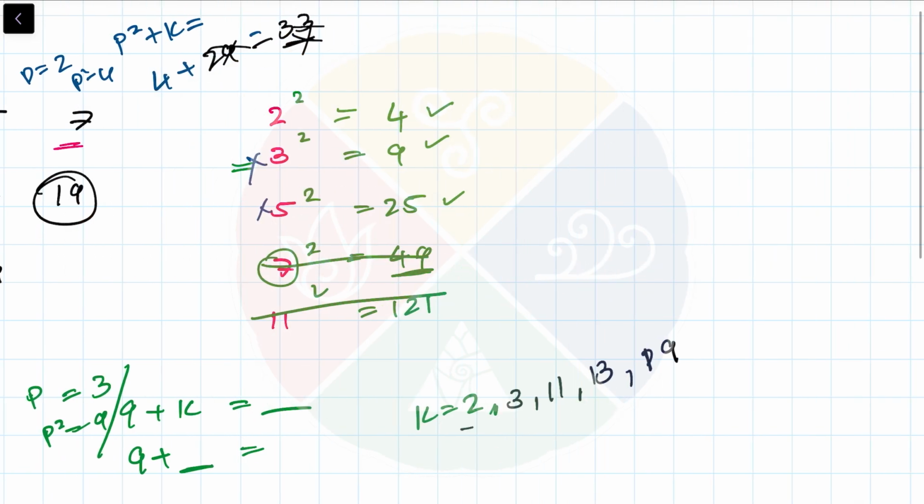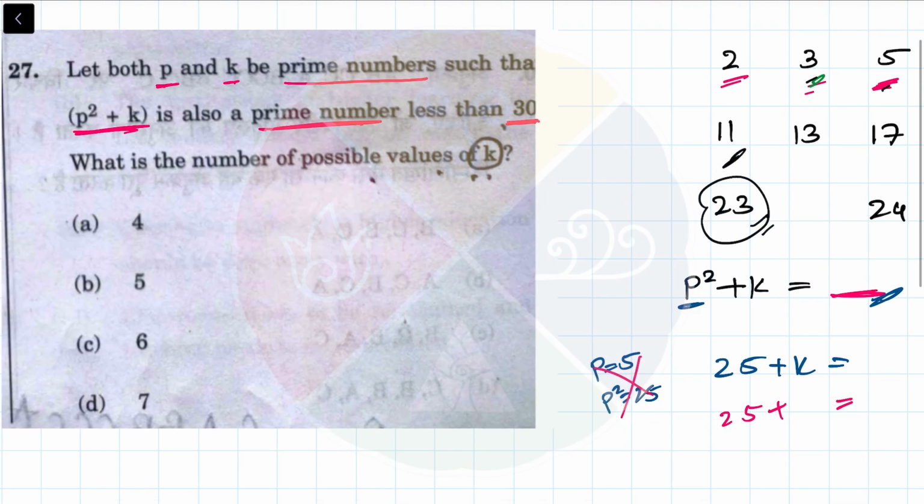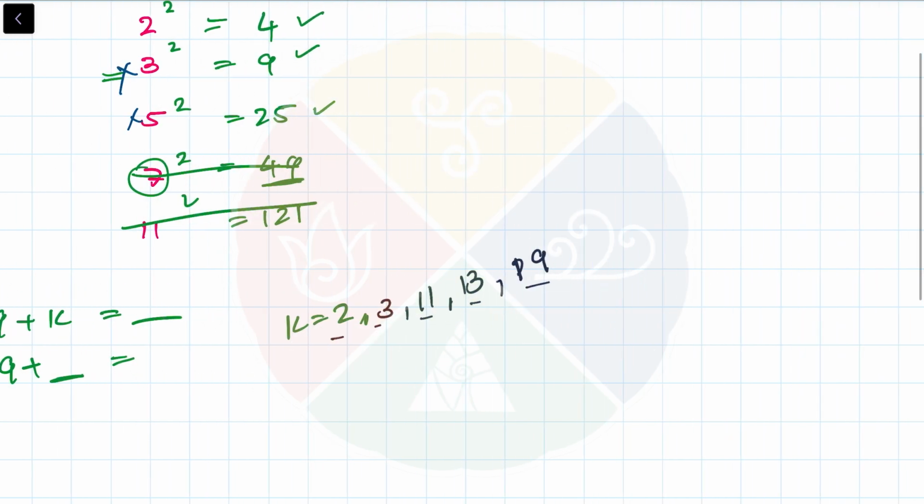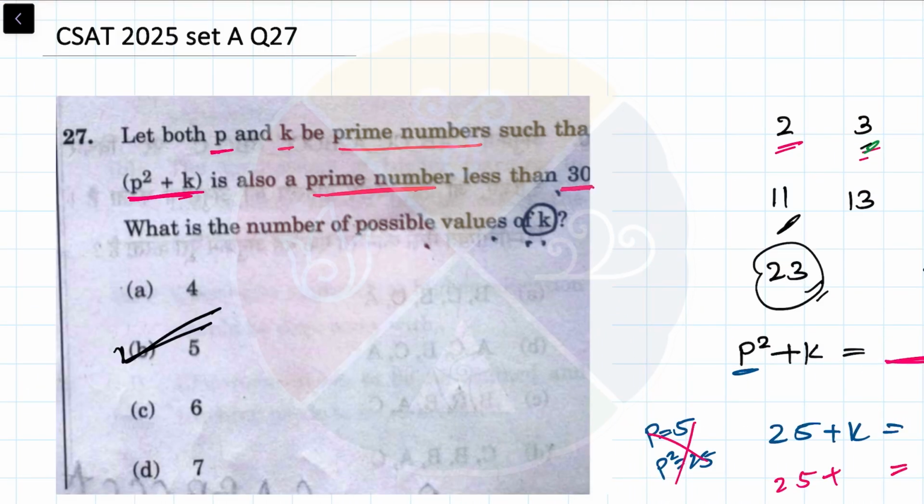So there's only 1, 2, 3, 4, 5 values possible for k. The answer for this problem therefore becomes B. Option B, 5. Now in this same problem, there is one more thing which we have to observe.